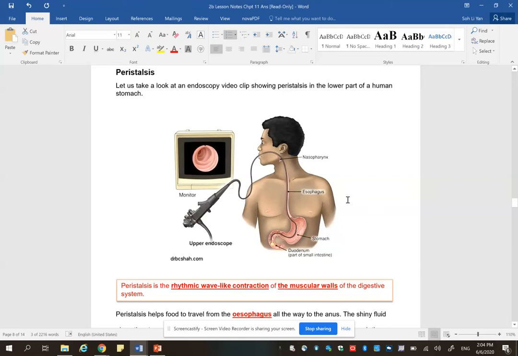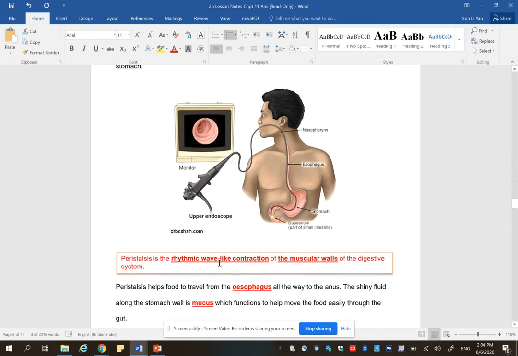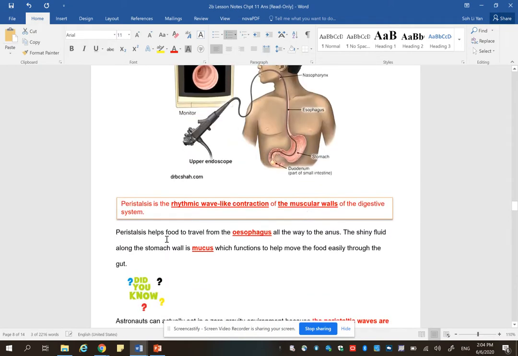Hey, class, welcome back. So after watching the video, you can see how peristalsis is happening, right? Okay, that's actually peristalsis, which is a rhythmic wave-like contraction of the muscular walls of the digestive system. So that was what was happening in the esophagus, and this helped the food to travel from the esophagus all the way down to the anus.